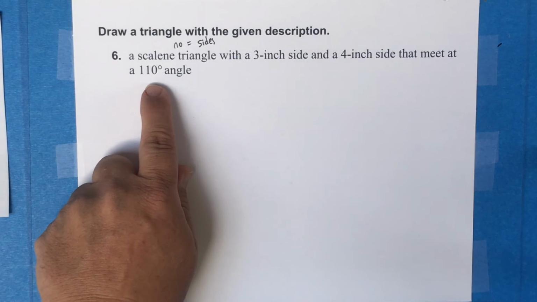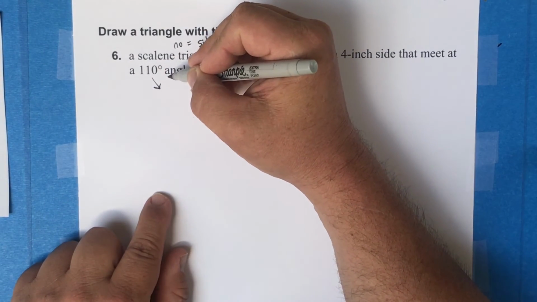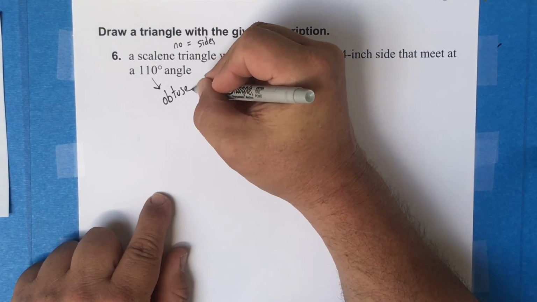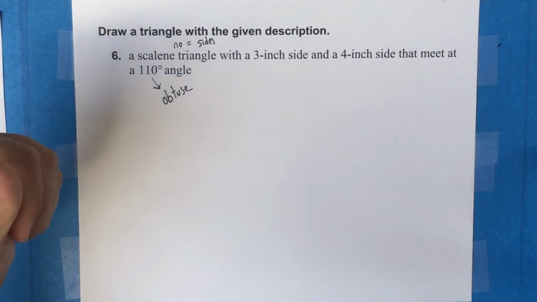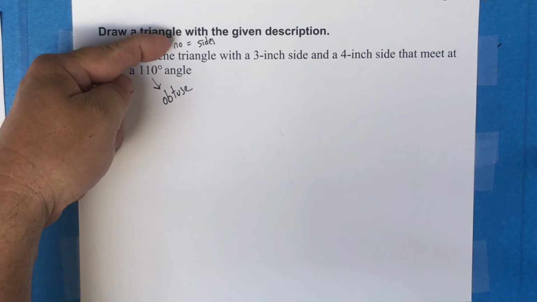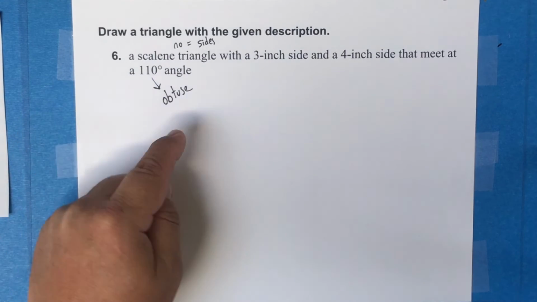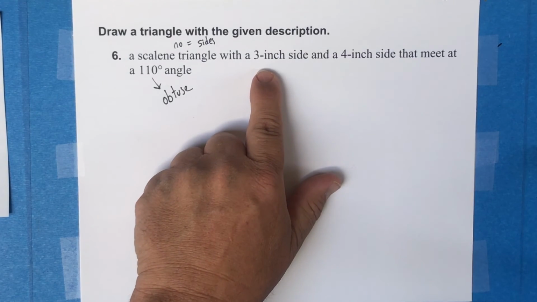Now I also notice that it's going to have a 110-degree angle. And if it's going to have a 110-degree angle, that lets me know that this triangle is going to be an obtuse triangle because it's going to have an angle that's greater than 90 degrees. All right, so now that I start breaking it down this way, it's going to be a triangle that has no equal sides, and it has an obtuse angle to it, 110 degrees. So let's draw a 110-degree angle that have rays that are 4 inches and 3 inches that come from it.